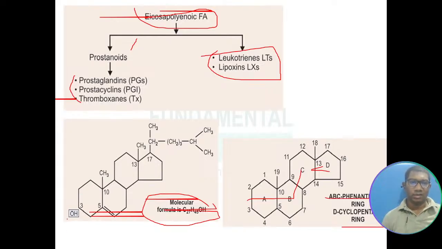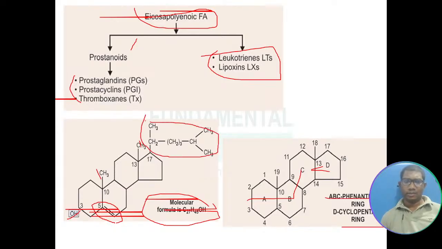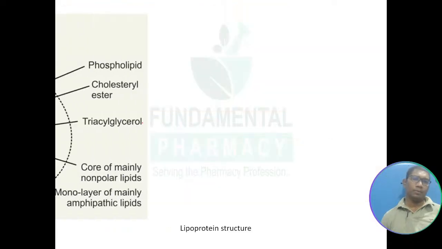There is an OH at 3 position. There is a double bond between 5 and 6. There are 2 methyl groups at 18 and 19. At 17 position, an 8 carbon side chain. These are the other structural features of cholesterol.